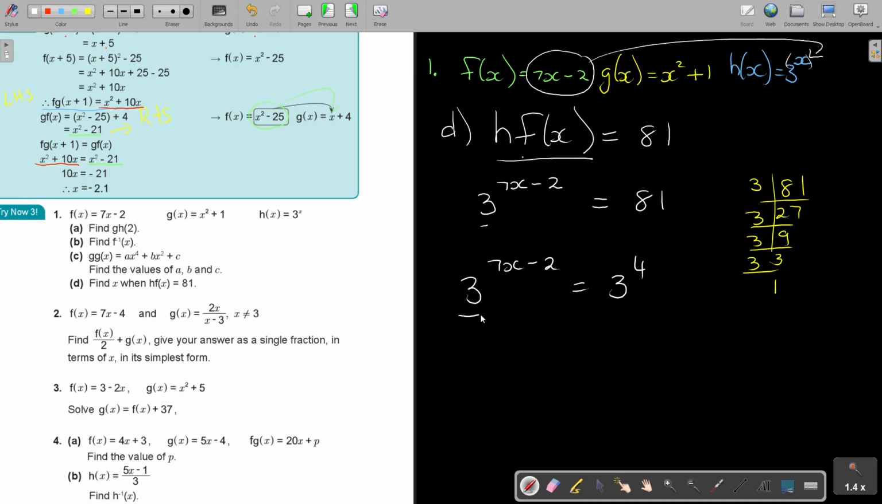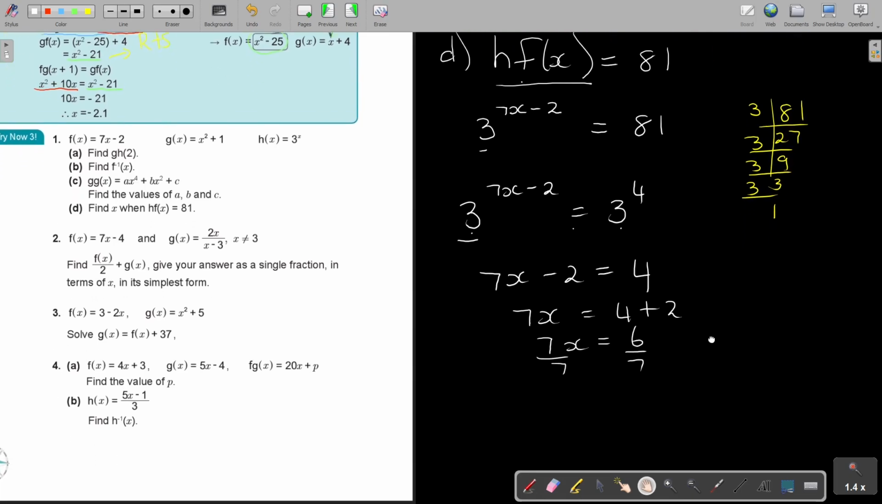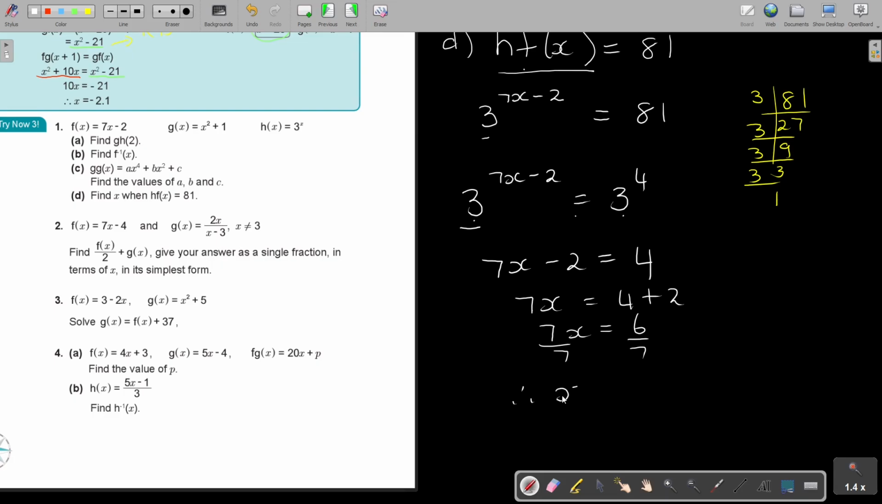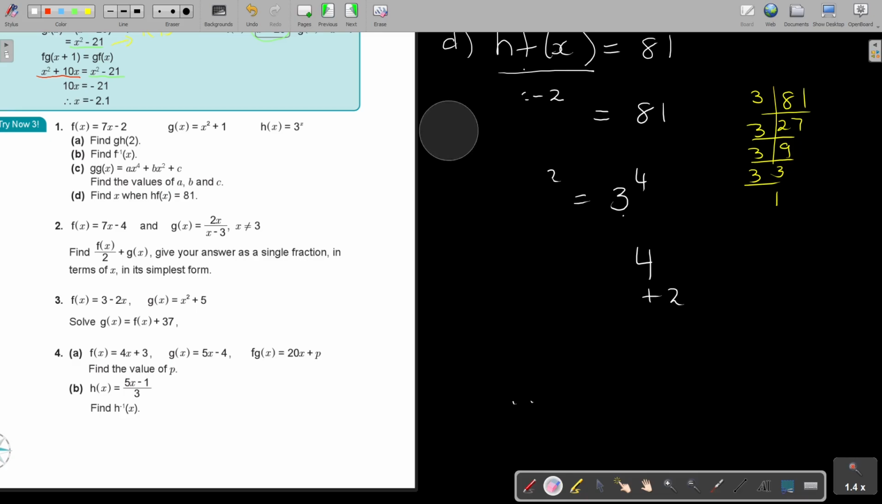Because if you have one term equals one term and your bases are equal, you can just equate your indices. Okay, and then it's going to be very simple, and that's going to be 4 plus 2, and that's 7x is equal to 6. I divide by 7, and so therefore, the value of x is 6 over 7. Okay, and that was question 1. Again, a beautiful question. Okay, let's start with question number 2.